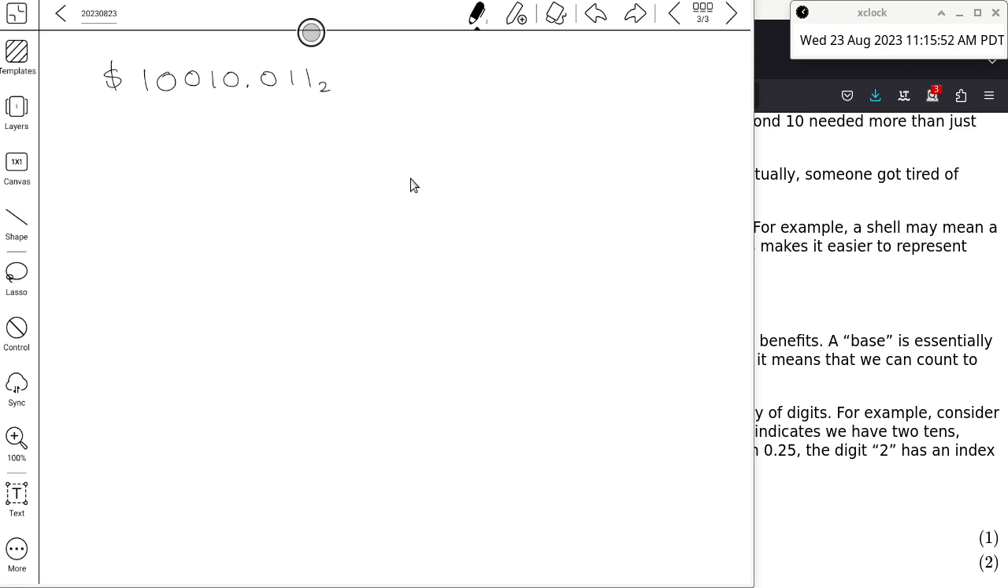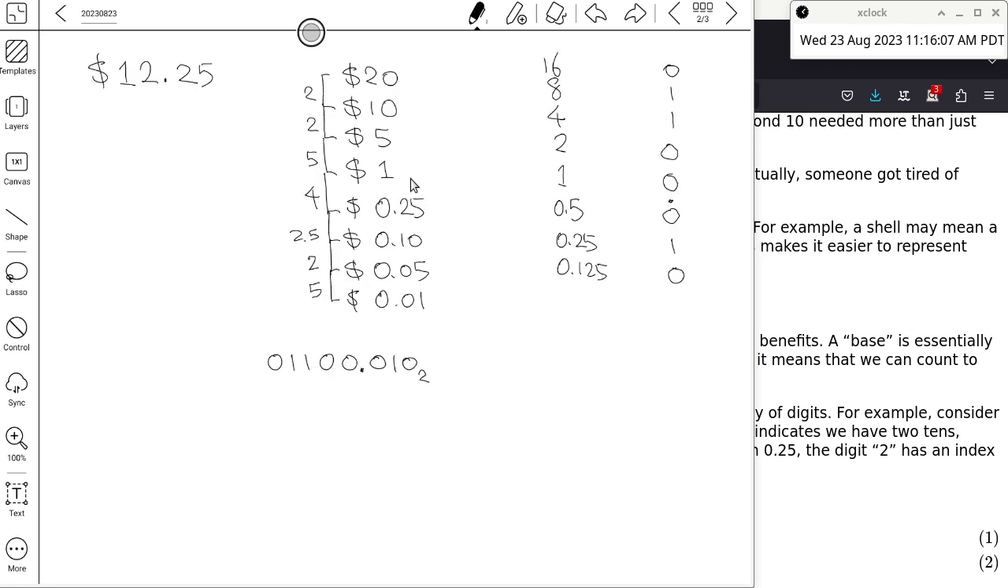What are the zeros and ones telling you? Depending on the position of the digit, it's telling you the number of a specific power of 2. What are the powers of 2? Well, we just saw the powers of 2. All of these: 16, 8, 4, 2, 1, 0.5, 0.25, 0.125, those are all powers of 2.